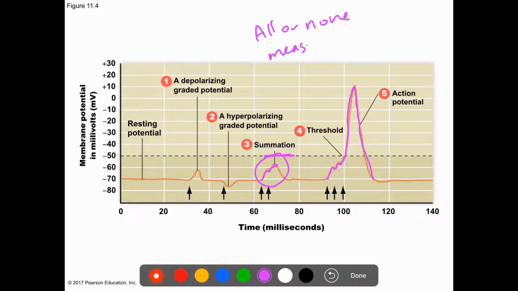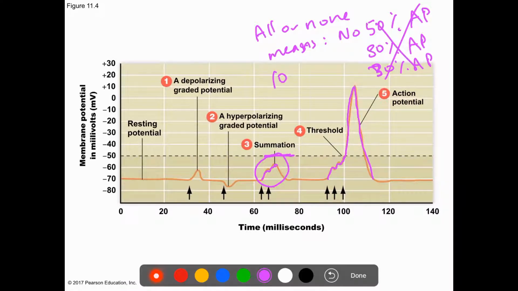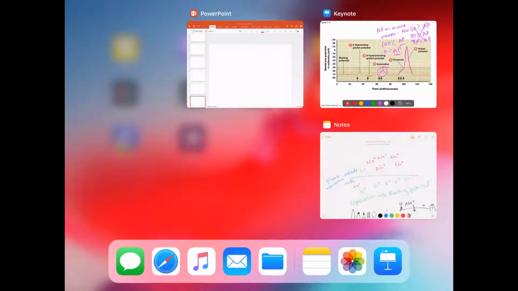All or none also means there is no 50% action potential or 80% action potential or 30% action potential. Either we will get 100% action potential or 0% action potential. So there is no midway action potential, or no weak and strong action potential. Either we have an action potential or we don't. So this is the first characteristic of the action potential.